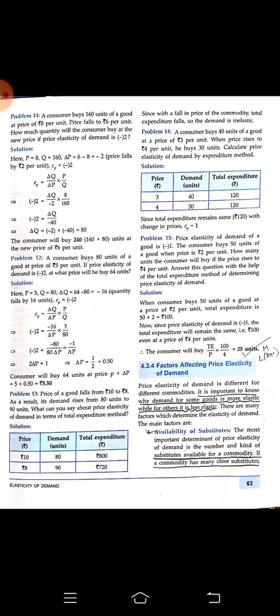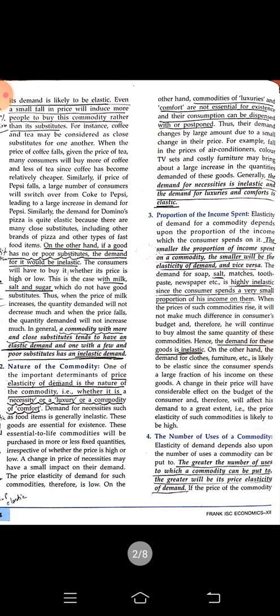If a commodity has many close substitutes, its demand is likely to be elastic. Even a small fall in price will induce more people to buy this commodity rather than its substitute. On the other hand, if a good has no or poor substitute, the demand for it would be inelastic. If you're not having any substitute or a poor substitute, the demand is inelastic, and if you're having a substitute, the demand is elastic.